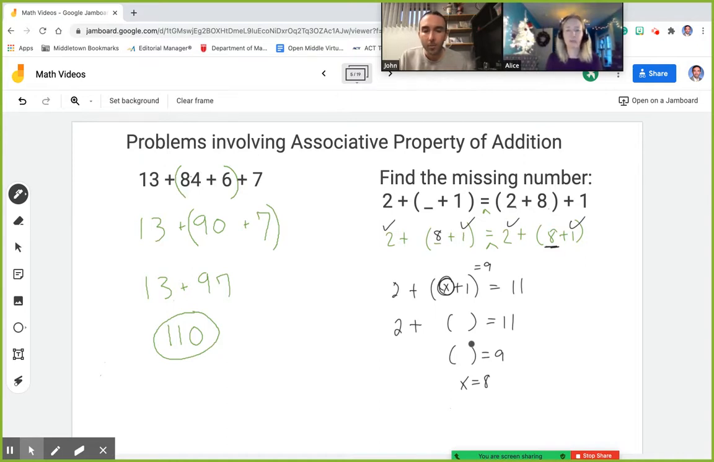Yeah, that's a great point. They're basically finding an unknown, just at this point without a variable, but those days will come soon enough.